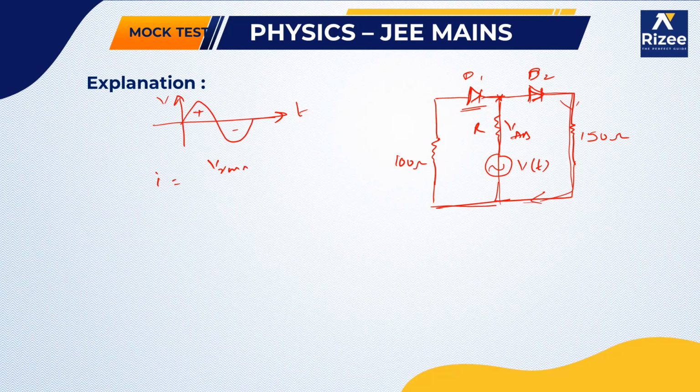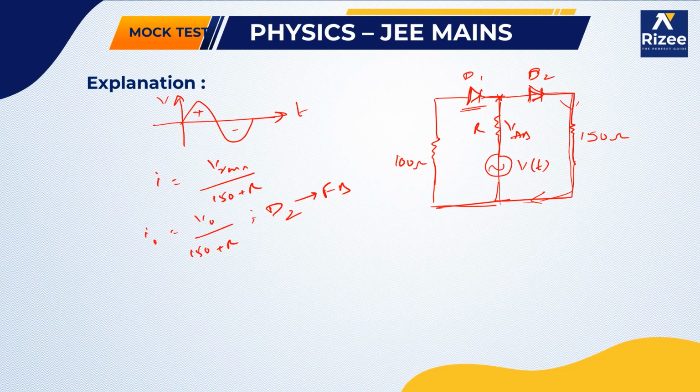So for the given circuit, the current can be written as the voltage supplied, V RMS, that is the RMS value, or if I want to go for the peak value we can also do that. Then the resistance will be 150 plus R. The same equation can be written as I0, the peak value, is equal to V0 by 150 plus R. So this is when D2 is in FB, that is forward bias.